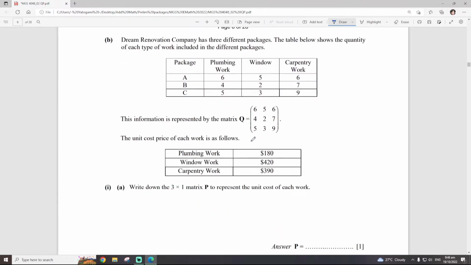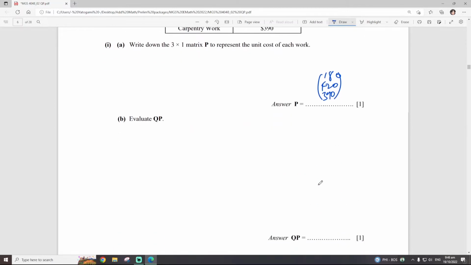Dream Renovation Company has 3 different packages. Okay, matrices. The unit cost price of each work is as follows. Unit price represents a 3 by 1 matrix. So that is just 180, 420, and 390. Evaluate QP.